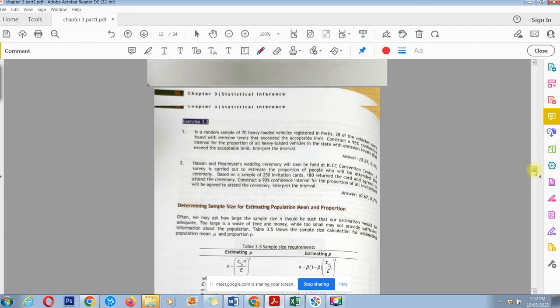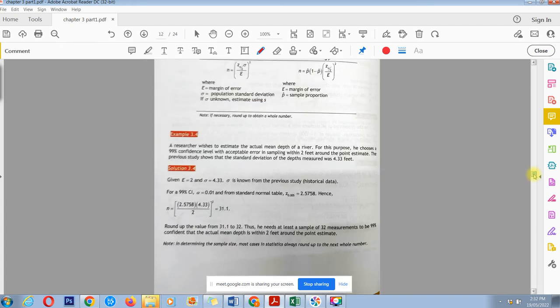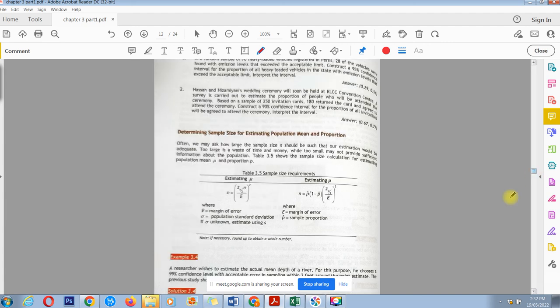So next we go to the next level up. Let me try to keep it simple and sweet, so that you're not having trouble understanding this subject. Next is determining the sample size for estimating the population mean and proportion. How do we determine the sample size to estimate the population mean and proportion? We have these two formulas: estimation for mu and estimation for P.